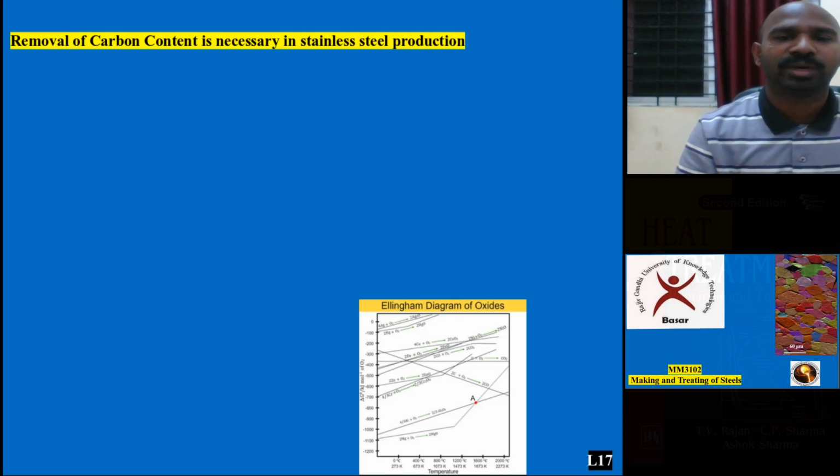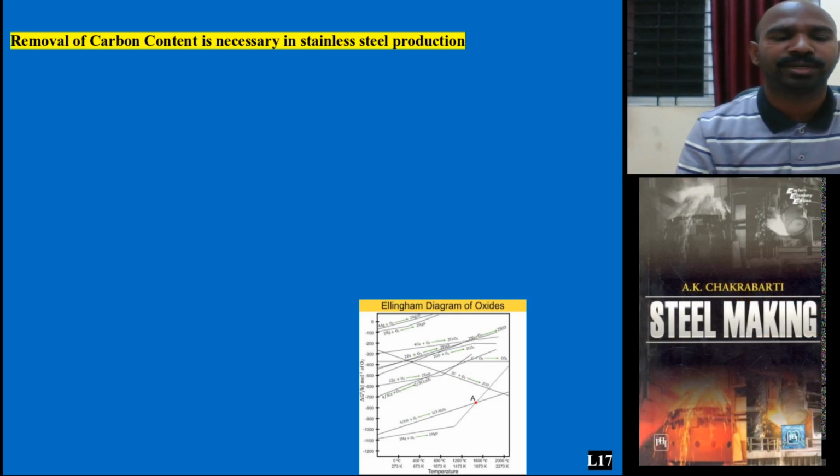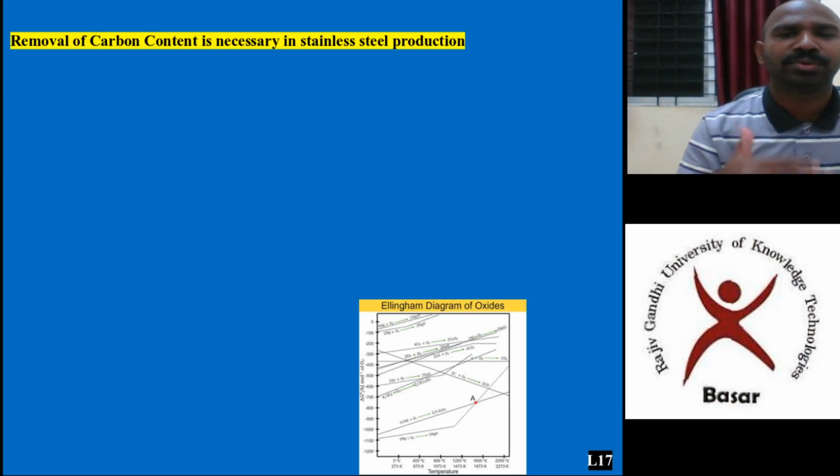How do you reduce it? For reducing the carbon content, we use a converter similar to the LD converter, which is called the argon oxygen decarburizer, where argon is injected from the bottom tuyeres or side tuyeres, and oxygen is lanced from the top, so that the carbon level will be reduced.